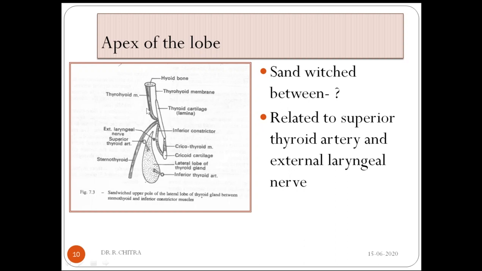So these two structures come near the apex. When they come near the apex only, they separate a little. So it is the better place to put the ligature close to the gland. If you try to put a ligature just above the apex of the thyroid gland, you may include the external laryngeal nerve in your ligature. So this is again one important MCQ in the PG entrance. The ligature should be close to the apex of the gland.